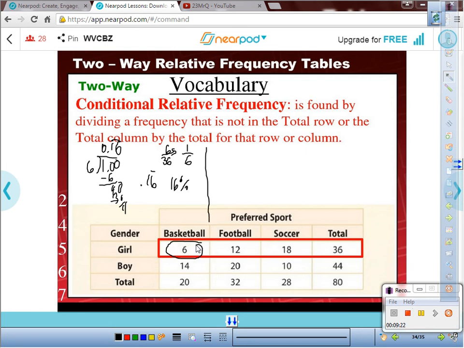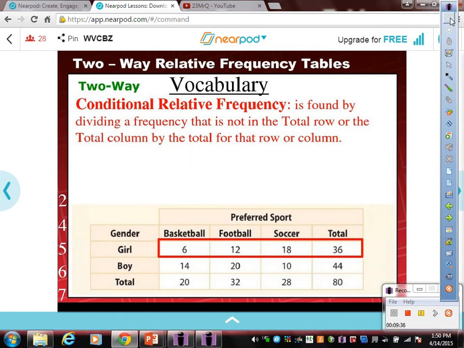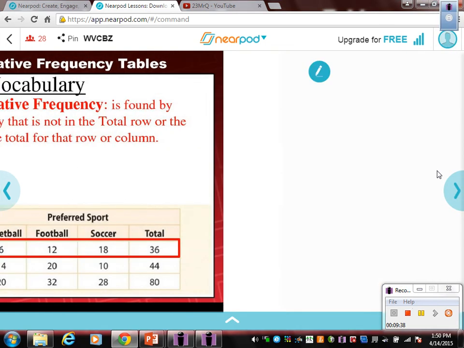Is that correct? So what would we do for this one? Divide by what? Divide by 36. How about this one? Divide by 36. So I want you to find me these two conditional relative frequencies. As soon as you find those and you send them, copy the definition, please.